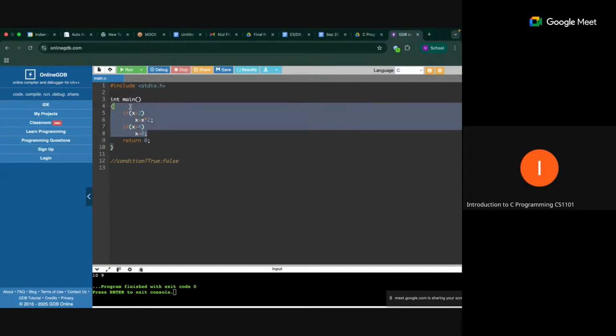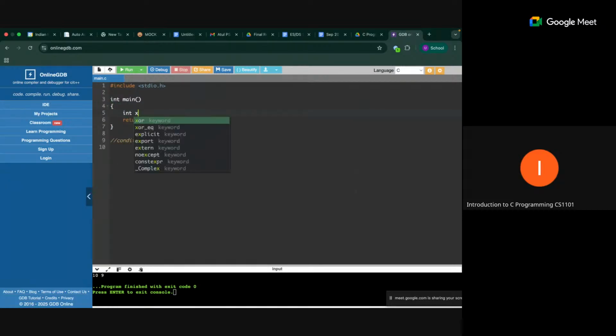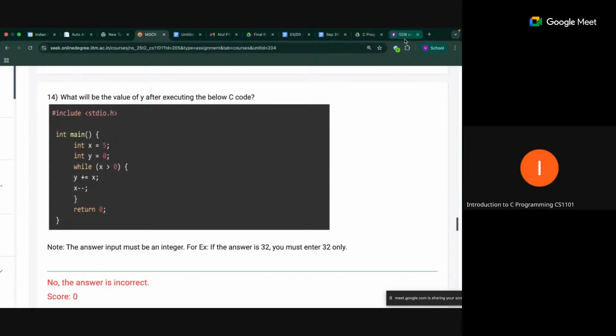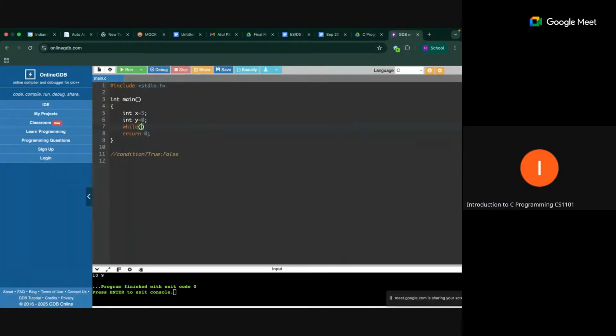So first they have given us int x is equal to 5 and int y equal to 0. And then what they are trying to do in the looping, while of x is greater than 0, y plus is equal to x, then x is decremented, right?